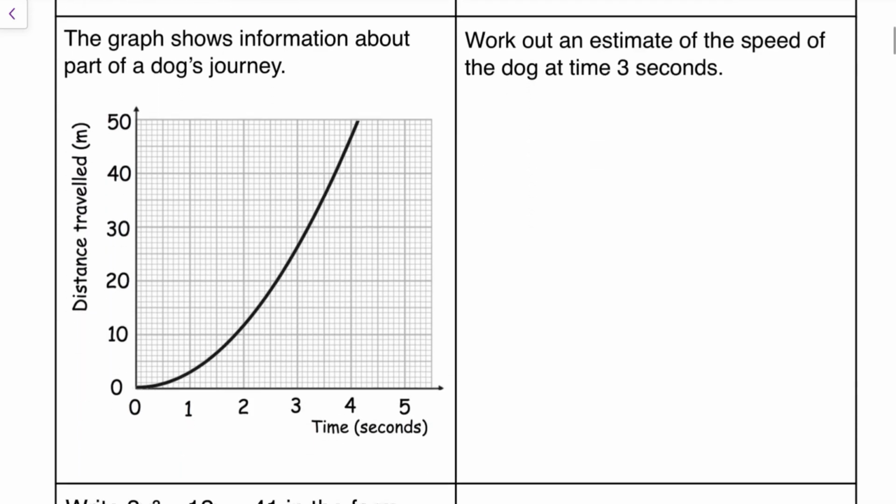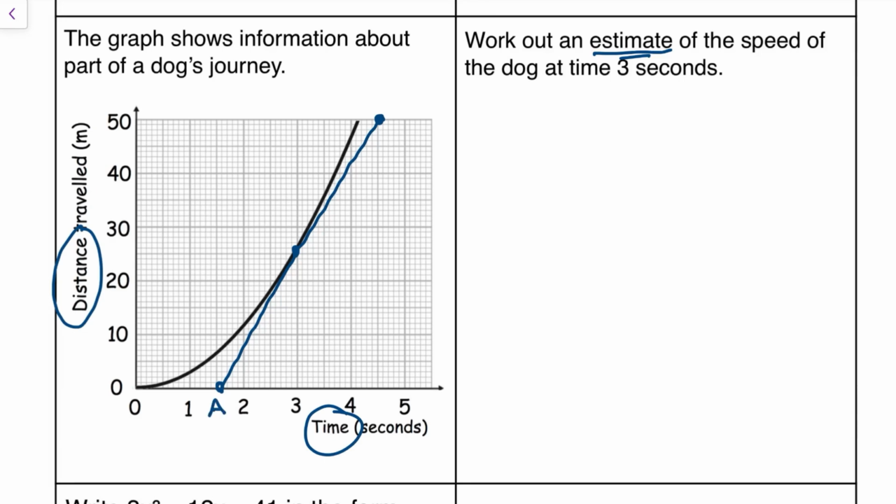Next question. A graph shows the path of a dog. Work out an estimate, and estimate is just maths code for you don't have to be precise, of the speed of the dog at 3 seconds. Because distance over time is speed, I'm going to find 3 seconds. I'm doing this on an iPad, so this is never brilliant, but as accurately as I can, I'm going to try and draw a tangent to this line. Again, it won't be brilliant. I'm not using a ruler. Use a ruler and do it neatly in your exam.